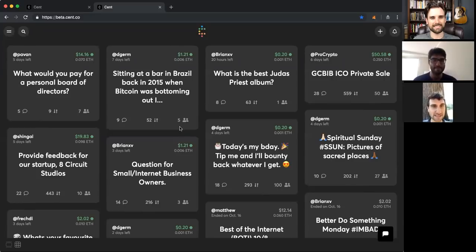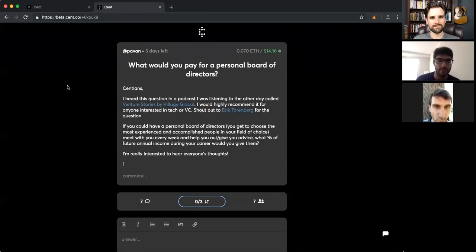So this is Cent. What you're looking at right now are all bounties. Later on, I'll get to what we're about to launch, but what you're looking at here are all bounties. So for instance, the latest bounty says, what would you pay a personal board of directors? So it's a question someone has.